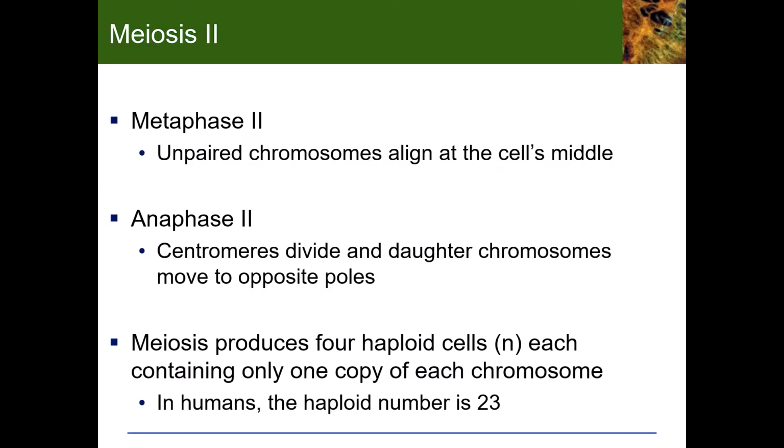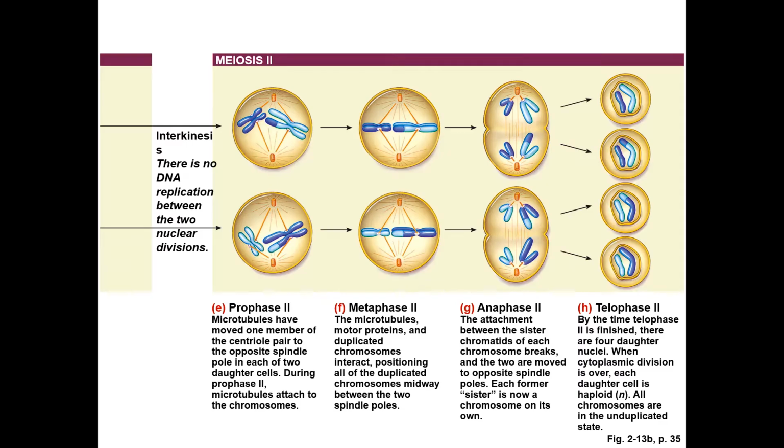Now, in meiosis 2, you have metaphase 2, where the unpaired chromosomes align at the cell's middle. You have anaphase 2, where centromeres divide and daughter chromosomes move to opposite poles. And meiosis produces 4 haploid cells, N, each containing only one copy of each chromosome. In humans, the haploid number is 23, and the diploid number, or 2N, is 46.